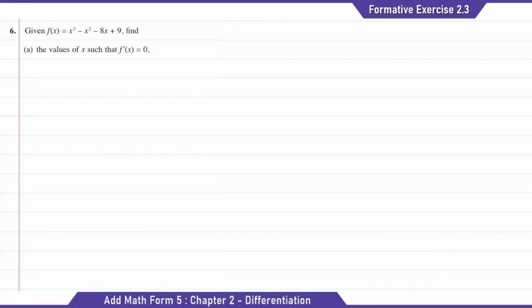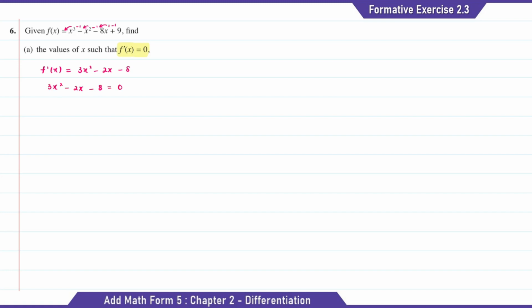Question number 6. Given f of x equal to x cubed minus x squared minus 8x plus 9. Part A: find the value of x such that f prime of x is equal to 0. The first derivative will be 3x squared minus 2x minus 8. And this is equal to 0.